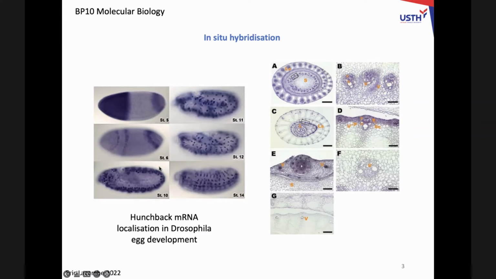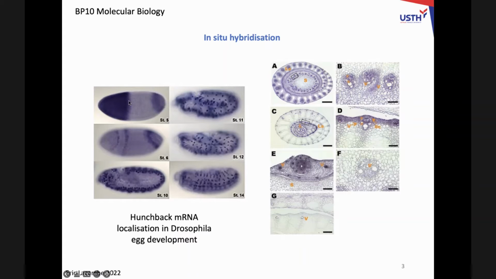It is very nice for all the work that has been done, for example, in the Drosophila egg, if you look on the left. You have different numbers, SL5, SL6, so these are different stages of development of the egg. It's not important to understand. They did cross-sections of the eggs of Drosophila. They hybridized with a specific probe that can recognize one RNA that was studied. This RNA is called HuncBAC in that case.